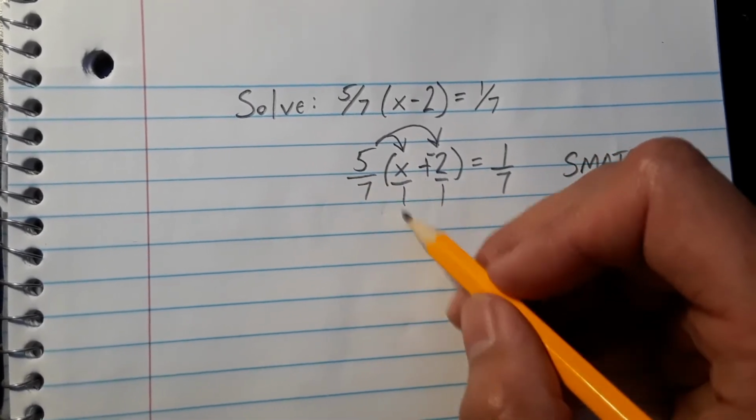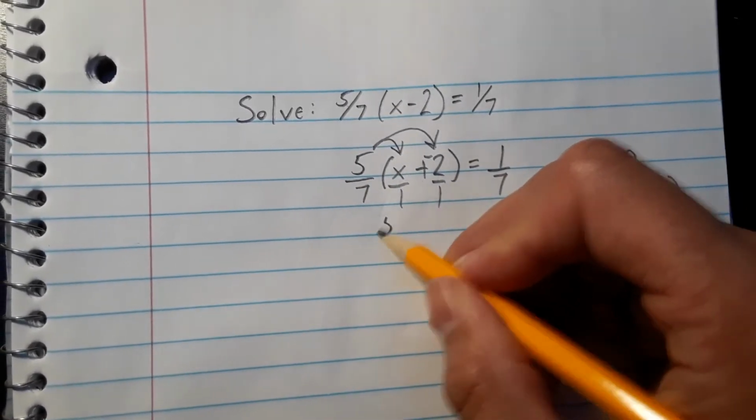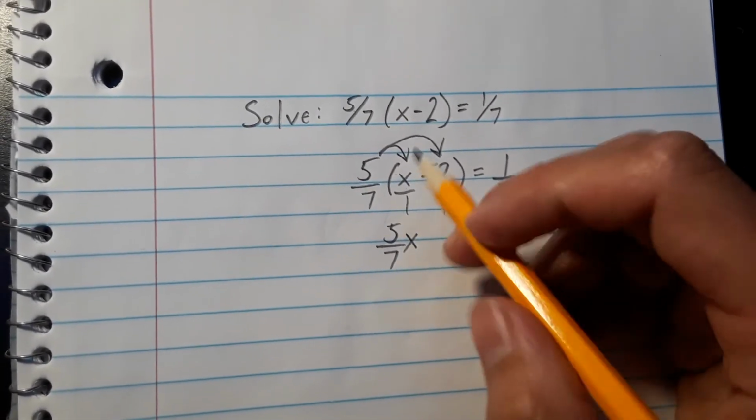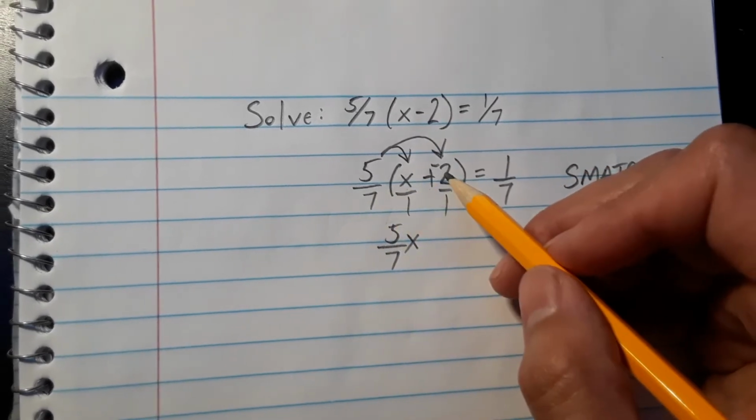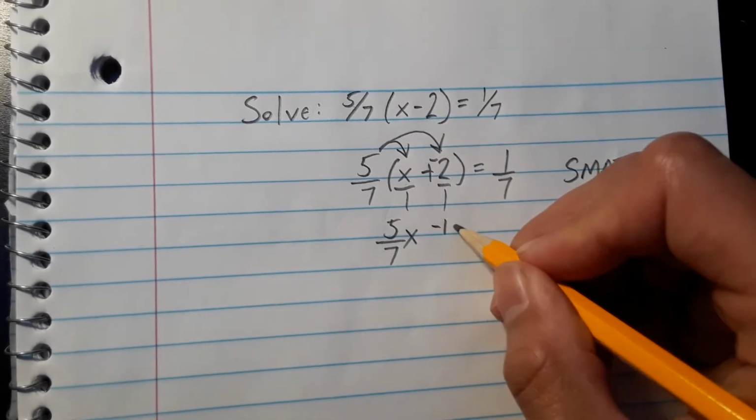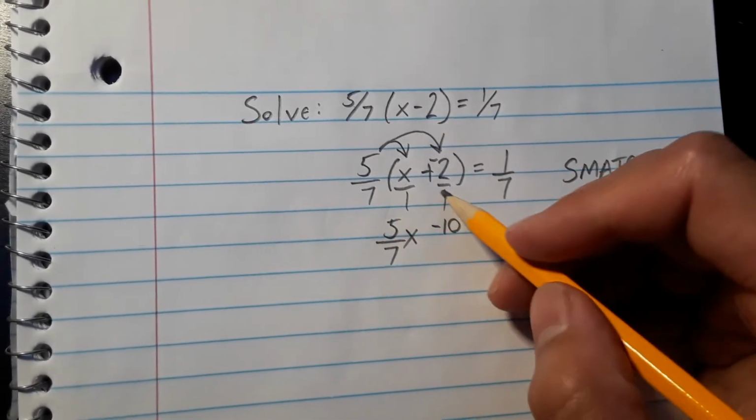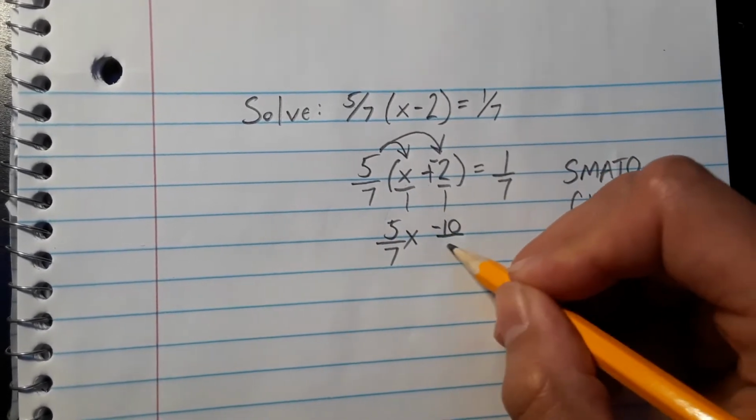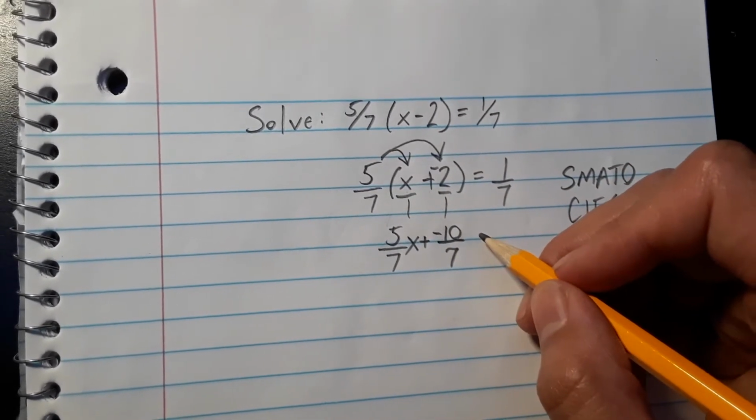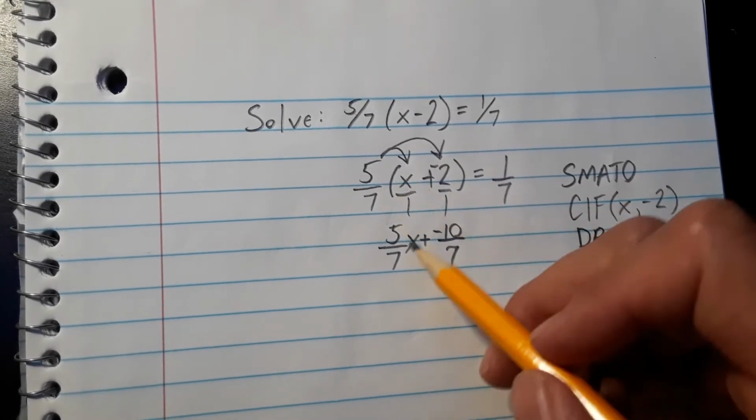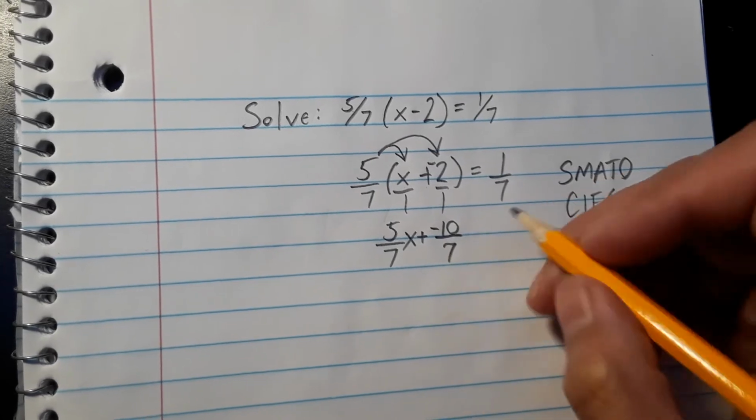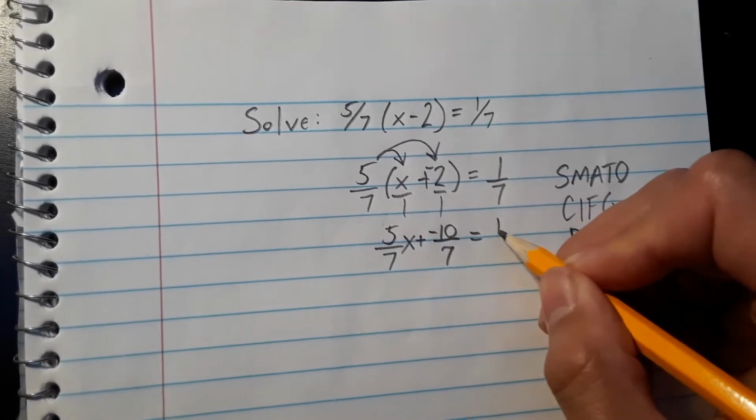Here, 5/7 times x over 1, we're just left with 5/7 x. And 5/7 times negative 2 over 1, 5 times negative 2 is negative 10, and 7 times 1 is 7. So we got negative 10/7. So after our distribution, we've got 5/7 x plus negative 10/7, and that equals still 1/7.